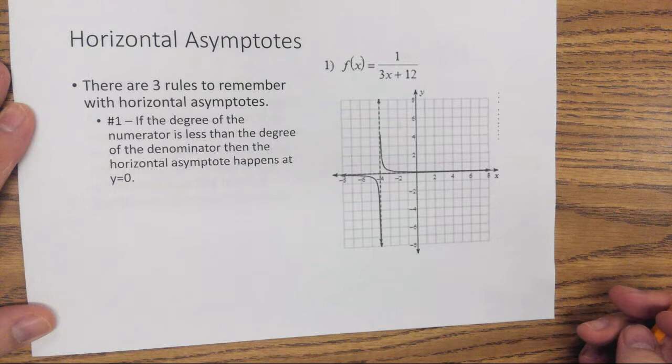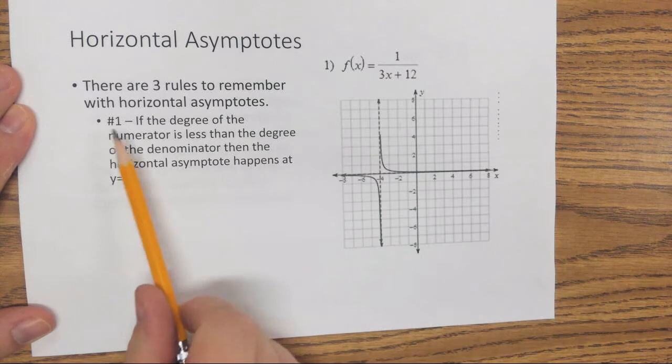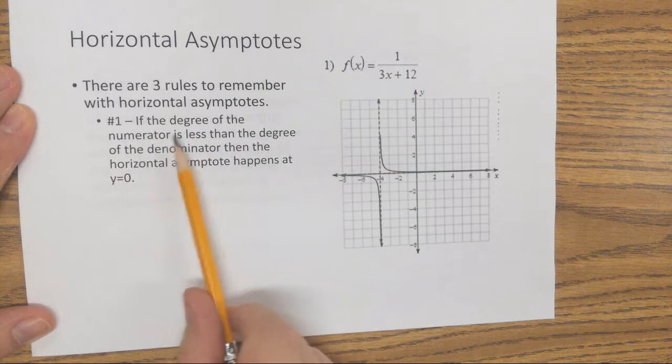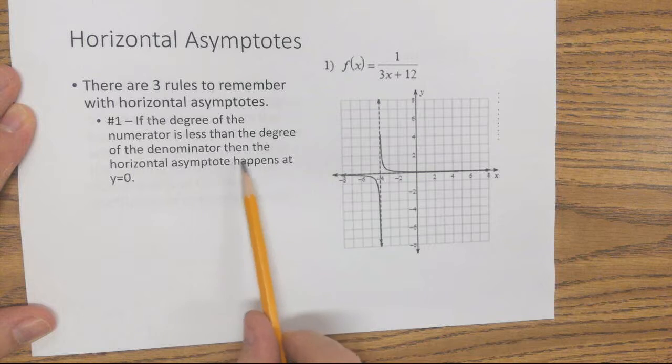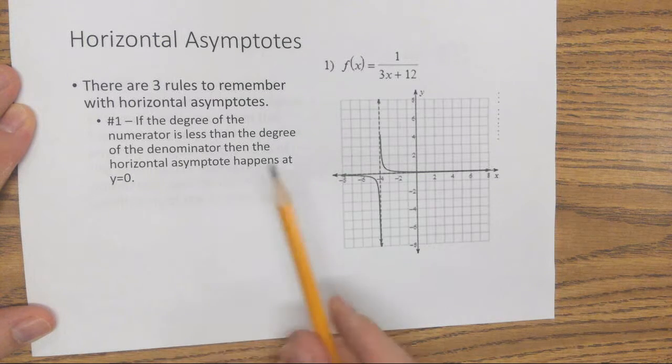Okay, horizontal asymptotes. There's 3 rules to horizontal asymptotes that you need to remember. The very first rule is if the degree of the numerator is less than the degree of the denominator, then the horizontal asymptote happens at y equals 0.